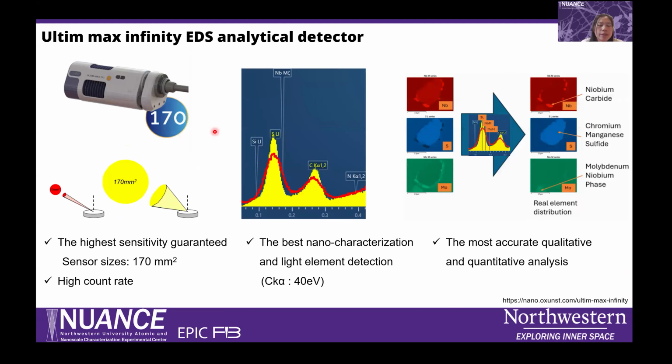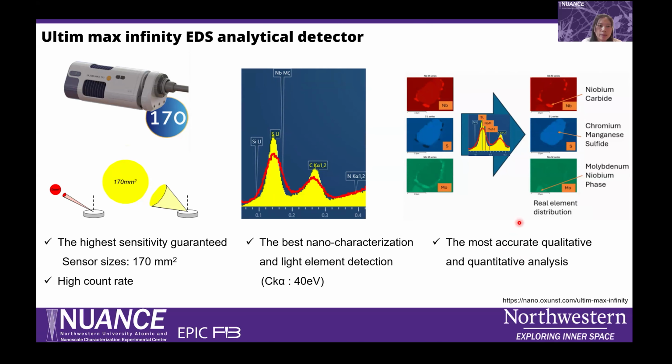So the EDS detector is another upgrade. The sensor size of the EDS detector is 170 square millimeters. So it allows high count rate and high sensitivity detection. And the energy resolution reaches 40 eV at the carbon K-alpha line. So it's good for detecting light elements. And combined with the upgraded software, it provides much more accurate quantitative and qualitative analysis.